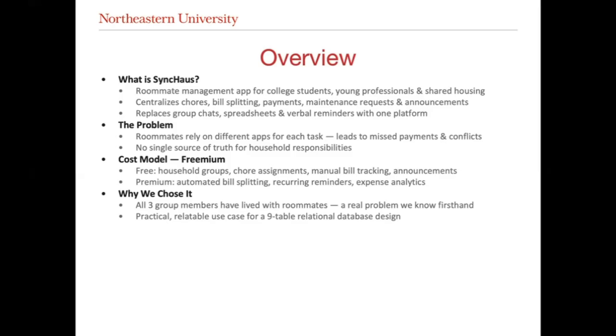And the cost model that we thought about is the freemium version. The free version will have household groups, chore assignments, manual bill tracking, and announcements, and the premium version will have automated bill splitting, recurring reminders, and expense analytics. The reason we chose this problem and this solution is that we, as international students, come to a house full of roommates and need to know how to share the bills, the payments for the house, the rent, everything. So that was the reason for having this solution.